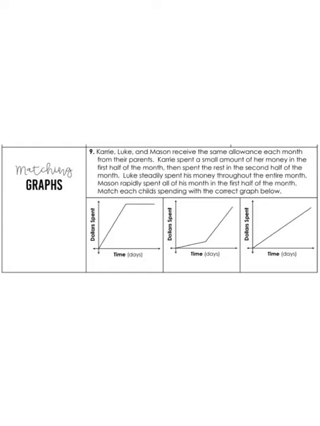All right, so if we look for Carrie, spending a small amount of money in the first half of the month and the rest in the second. Well, that one there looks like spent just a little bit in the first half, then really jumped up. So we're going to call that middle one Carrie. If we look at Luke, he is going to spend his money steadily throughout. Well, here is our steady spending throughout the month. So this last one's going to be Luke. And then lastly, if we're talking about Mason rapidly spending, it's going to jump up real high there, and then kind of just nothing to spend for the rest of it. So Mason's going to end up being that first one.